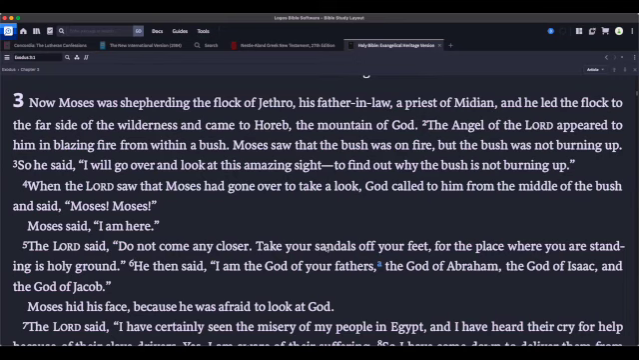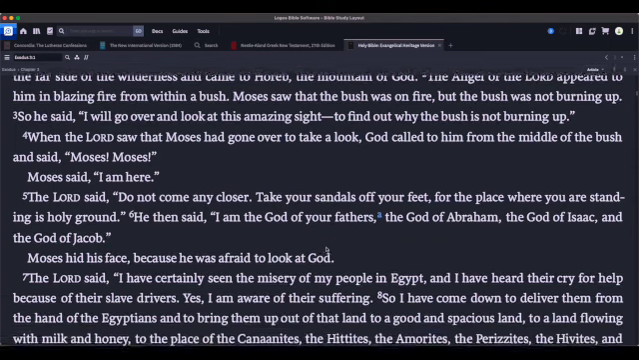Now Moses was shepherding the flock of Jethro, his father-in-law, a priest of Midian, and he led the flock to the far side of the wilderness and came to Horeb, the mountain of God. The angel of the Lord appeared to him in blazing fire from within a bush. Moses saw that the bush was on fire, but the bush was not burning up. So he said, I will go over and look at this amazing sight to find out why the bush is not burning up.